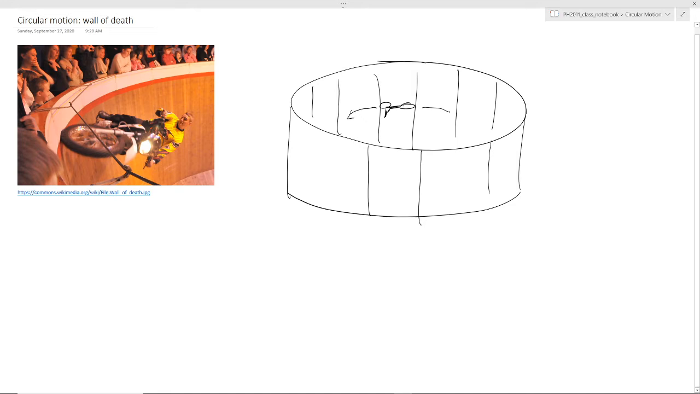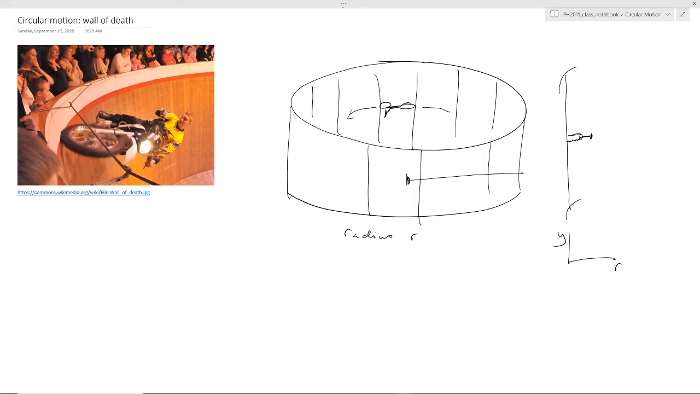And of course, this cylinder has some radius r. It might be a little bit easier to visualize this from the side. So if you imagine this is the wall of the cylinder, our motorcycle rider here, we can recognize that the coordinate system that we care about is r and y, and let's put in our forces.